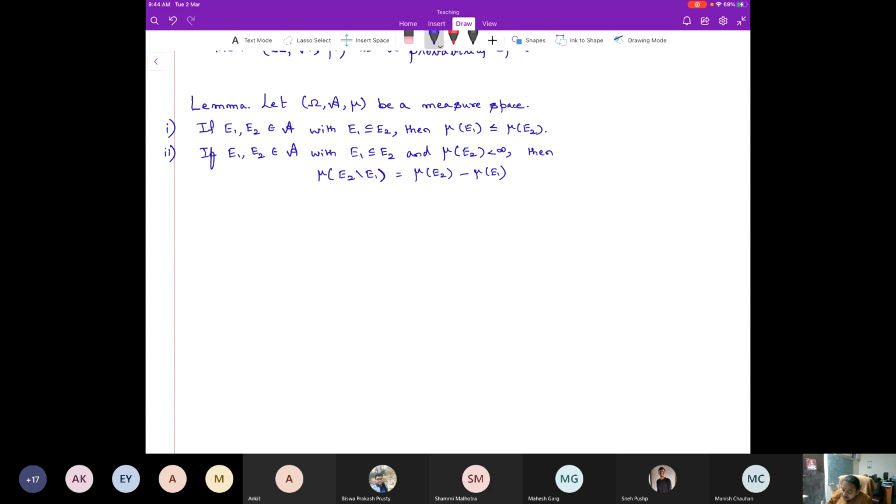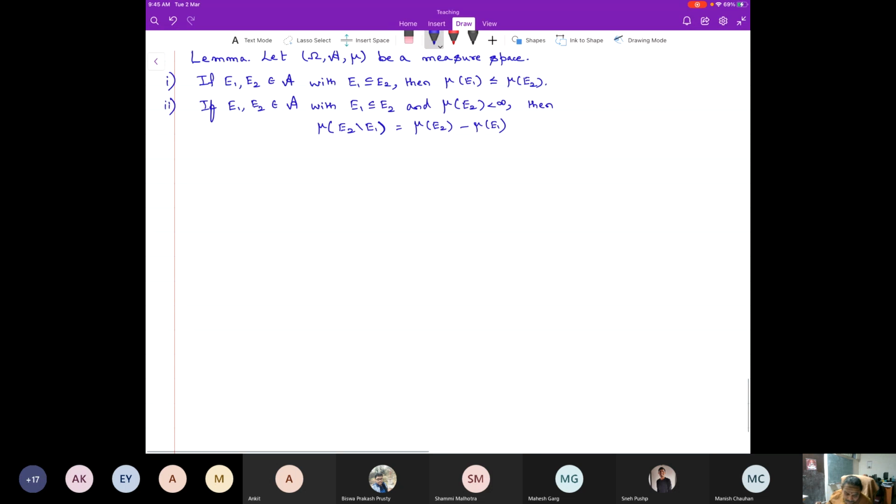Yeah, this first difference is the set difference, while the second one is the difference between numbers. E2 minus E1 is subtracting E1 from the set E2, while the second one is subtracting the number mu of E1 from the number mu of E2. So what is on the right hand side is the subtraction between scalars, while what is on the left hand side is the subtraction between sets. Yes, so the proof is quite easy. So please do it.